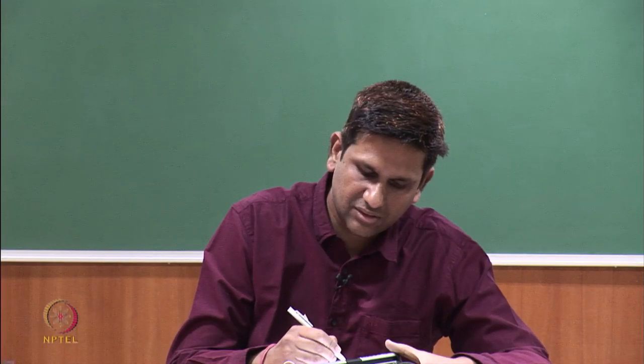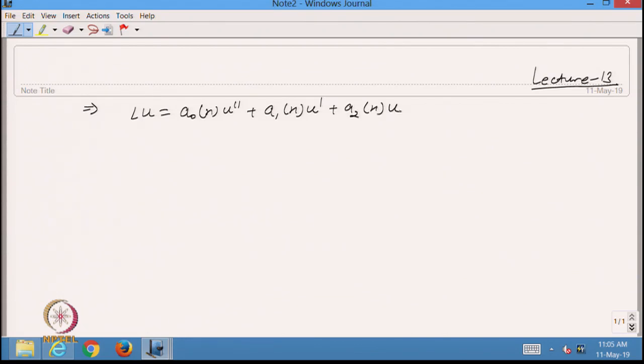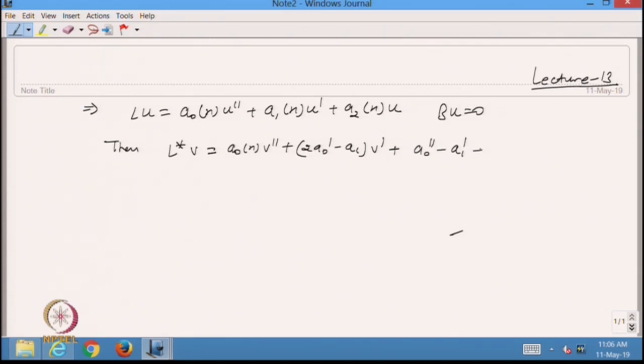In the previous classes we discussed that if my operator is Lu = A naught(x) u double dash + A1(x) u dash + A2(x) u, this is my linear differential operator with some boundary condition Bu equal to 0, then we know that its adjoint operator, L star v, can be written as A naught(x) v double dash + (2 A naught dash - A1) v dash + (A naught double dash - A1 dash + A2) v. So, that is my corresponding adjoint operator.